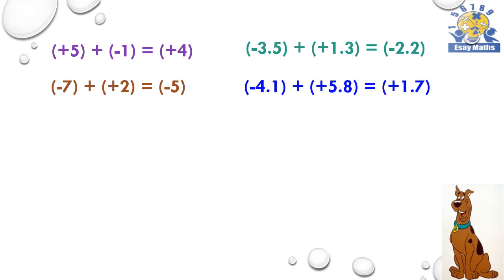Add positive 5.8 to negative 4.1. Here the values have different signs. So I am finding the difference. 5.8 minus 4.1, it will remain 1.7. And the sign of the greatest numerical value was positive. So the answer is positive 1.7.